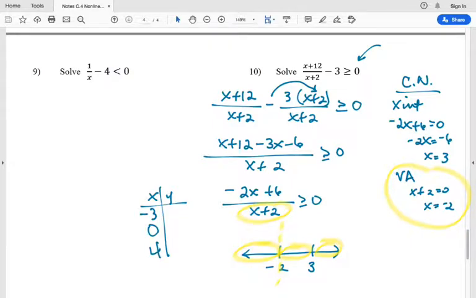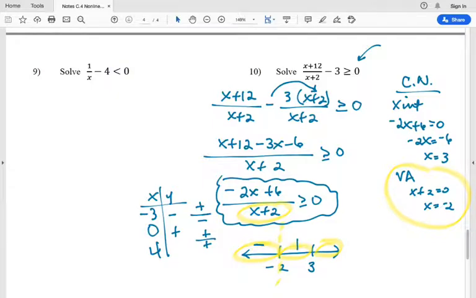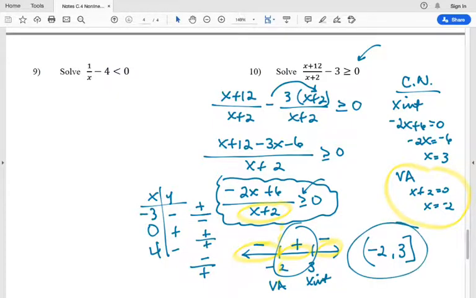And when I plug in negative 3, again, I'm going to plug it into this. I plug in negative 3, I get a positive on top and a negative on the bottom, so that's negative for that interval. And when I plug in 0, I get positive over positive, so it's positive on that interval. And then when I plug in 4, I get negative over positive, which is negative. And we're looking for where it is greater than or equal to 0, which is right here. So we're going to say -2 with parentheses, because this is where the vertical asymptote was, and this is where the x-intercept was. So it gets a parentheses where the vertical asymptote is. And then 3 will get a bracket. And that's our answer.